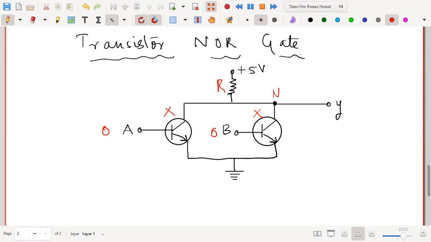Now when any one of the inputs is 1, or both are 1, then the output is 0. Let me verify this.